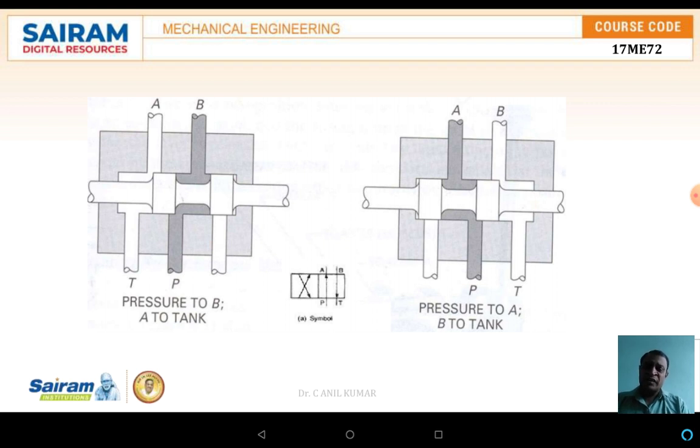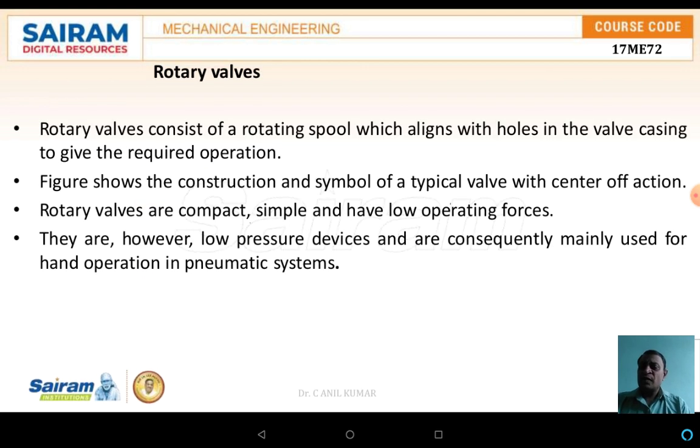But here in the first case, P to B is open, where the pressurizing is done from port P to B. In the same way, in the second case, the pressurizing is done from port P to A. Like that, the opening and closing of the ports can be done very easily. Here in this case, there are four ports: P, T, A, and B, and 2 positions. 4 ports and 2 positions. For that reason only, it is called a 4 by 2 spool mechanism.